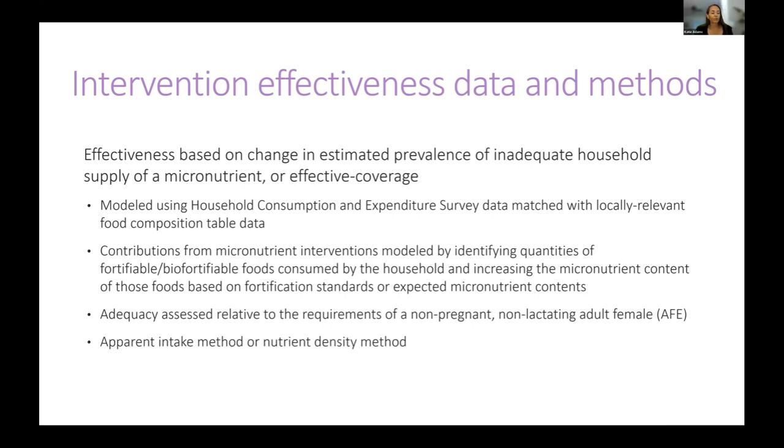And within the tool, the user has the option to assess adequacy based on either the apparent intake method or the nutrient density method, where the former is apparent intake per adult female equivalent and compares that to the nutrient requirements of an adult female, while the nutrient density method looks at the nutrient density of the household diet and compares it to the critical nutrient density of an adult female.